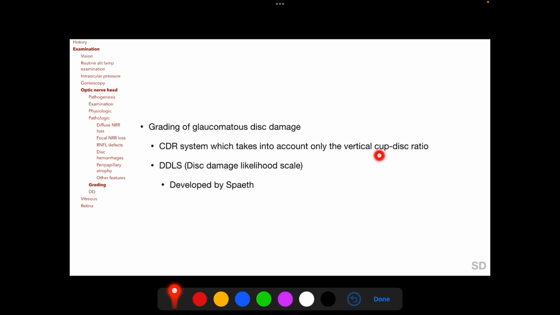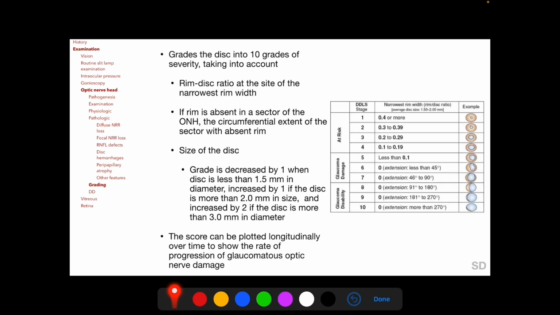only the vertical cup disc ratio, or the DDLS, that is the disc damage likelihood scale system developed by Spaeth. In the DDLS system, the disc is graded into 10 grades of severity, taking into account the rim disc ratio, so it is not the cup disc ratio, and the rim disc ratio is considered at the site of the narrowest rim width, and this accounts for the first 5 grades, in which the rim disc ratio at the site of narrowest rim width varies from 0.4 to less than 0.1.